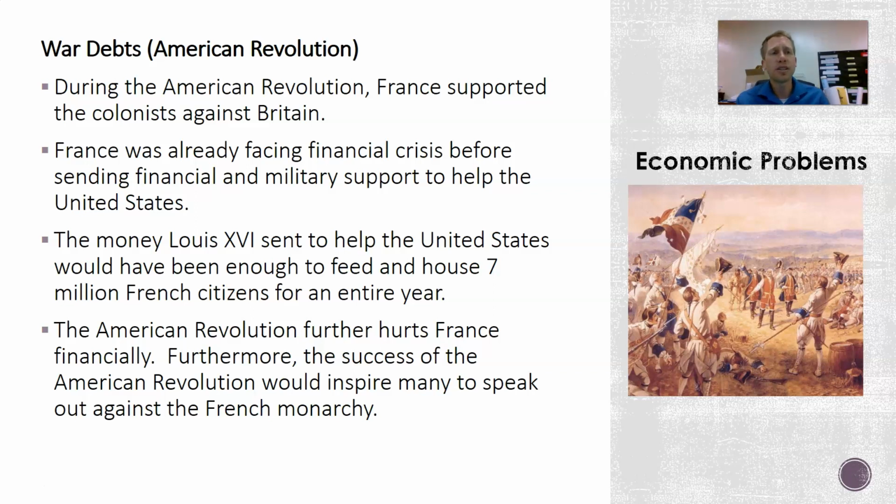So they're already facing a financial crisis at this time, and they're going to give money and military support to help the United States, or what will become the United States. And the money Louis sent to help the United States would have been enough to feed and house 7 million French citizens for an entire year, which at that time would have been most of the population, because the population wasn't nearly as big back then as it is now.